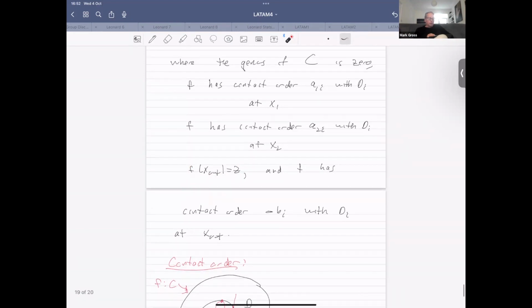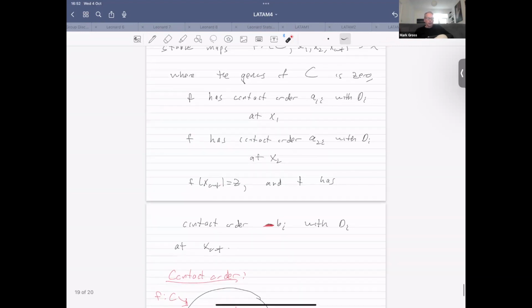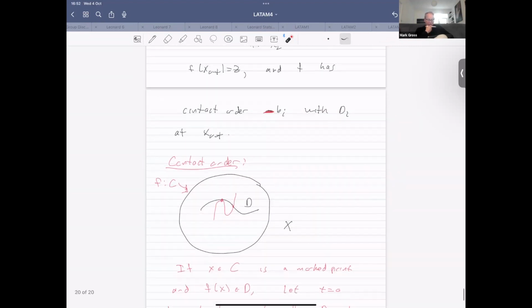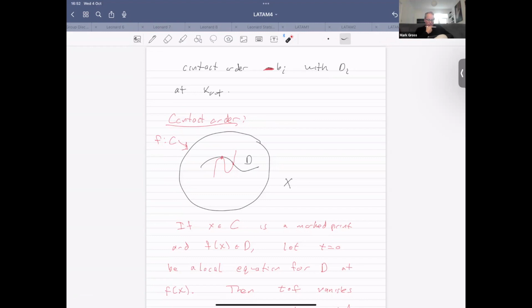But then we have this crazy thing here. Let me really emphasize this is a minus sign here. I'm now suddenly saying we have negative contact order. And that doesn't make any sense because I'm pulling back an equation t equals 0 to the curve, and that's not going to hold. It's only going to have zeros.